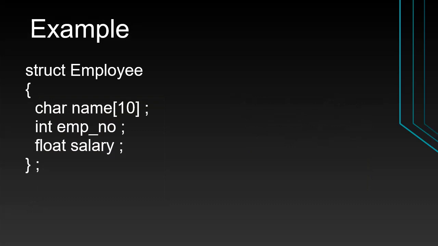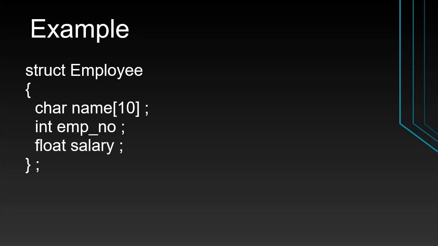Now let's look at an example. Let's say we want to store and process the details of an employee. Well, an employee has a name, employee number, and a salary. The data types to store these details are different, like char for name, int for employee number, and float for salary. That's why we cannot use arrays in these kinds of situations.